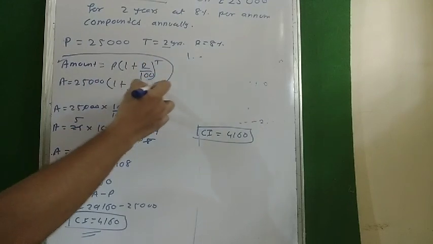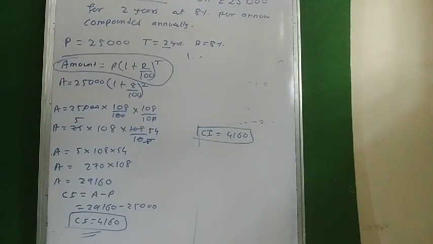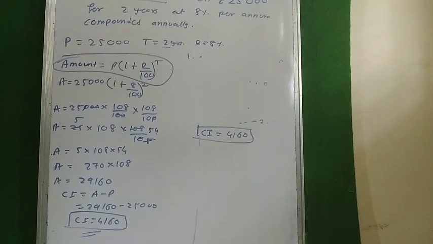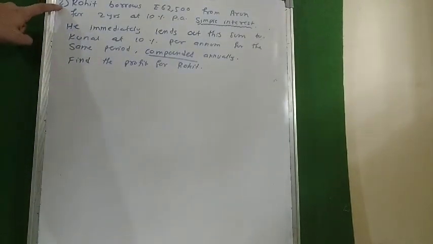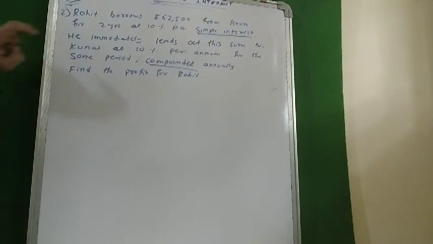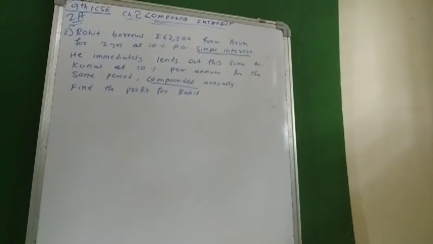Write the formula. Amount is equal to P into 1 plus R upon 100 raised to power T or N. Okay, I'll read the question for you first. Understand the question, then we will solve it.